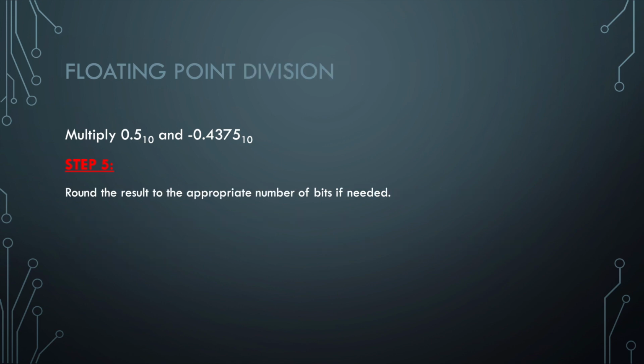Now, we need to round the result to the appropriate number of bits if needed. In this case, we assume that we only need 3 bits after the decimal point. So we will get rid of the zeros at the end. That gives us 1.110 base 2 times 2 to the power minus 3.